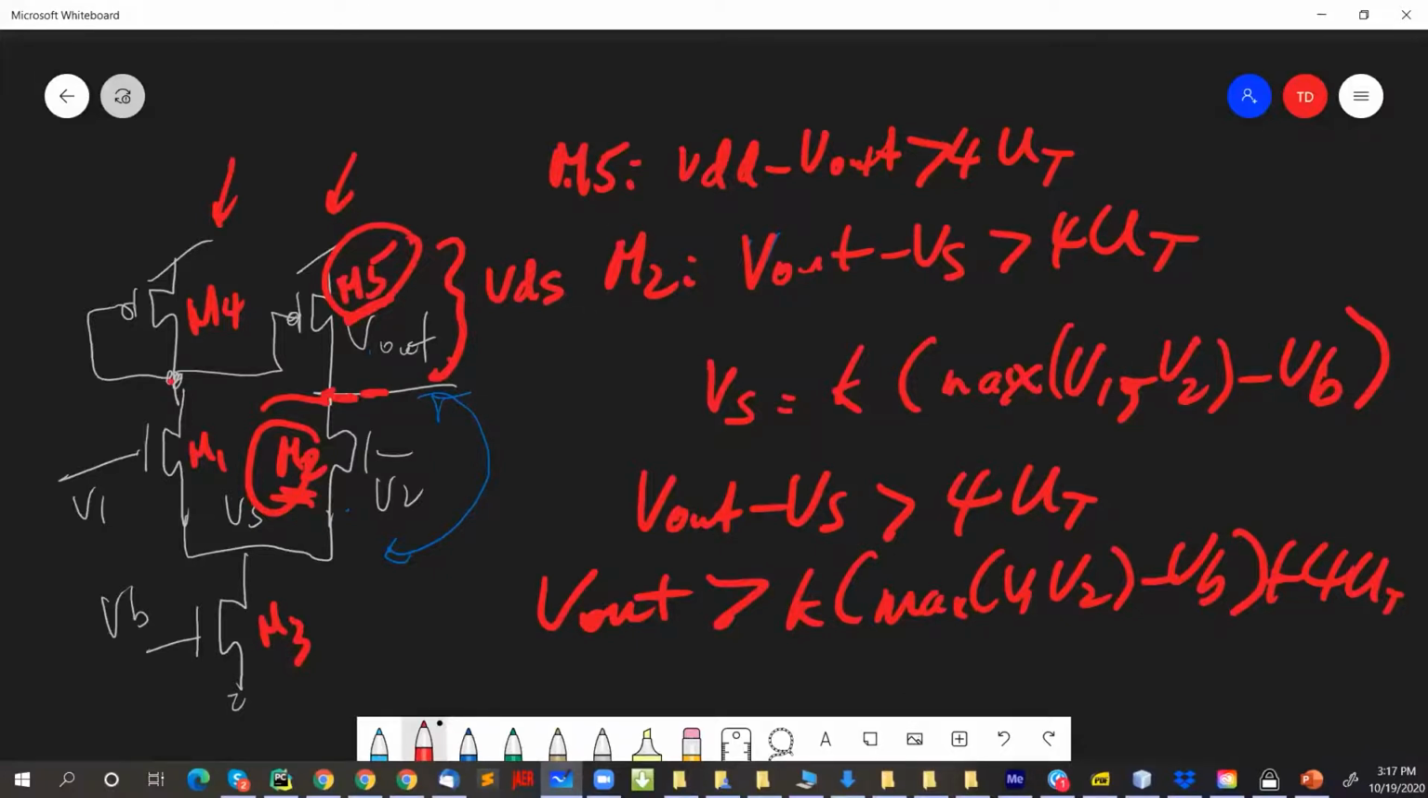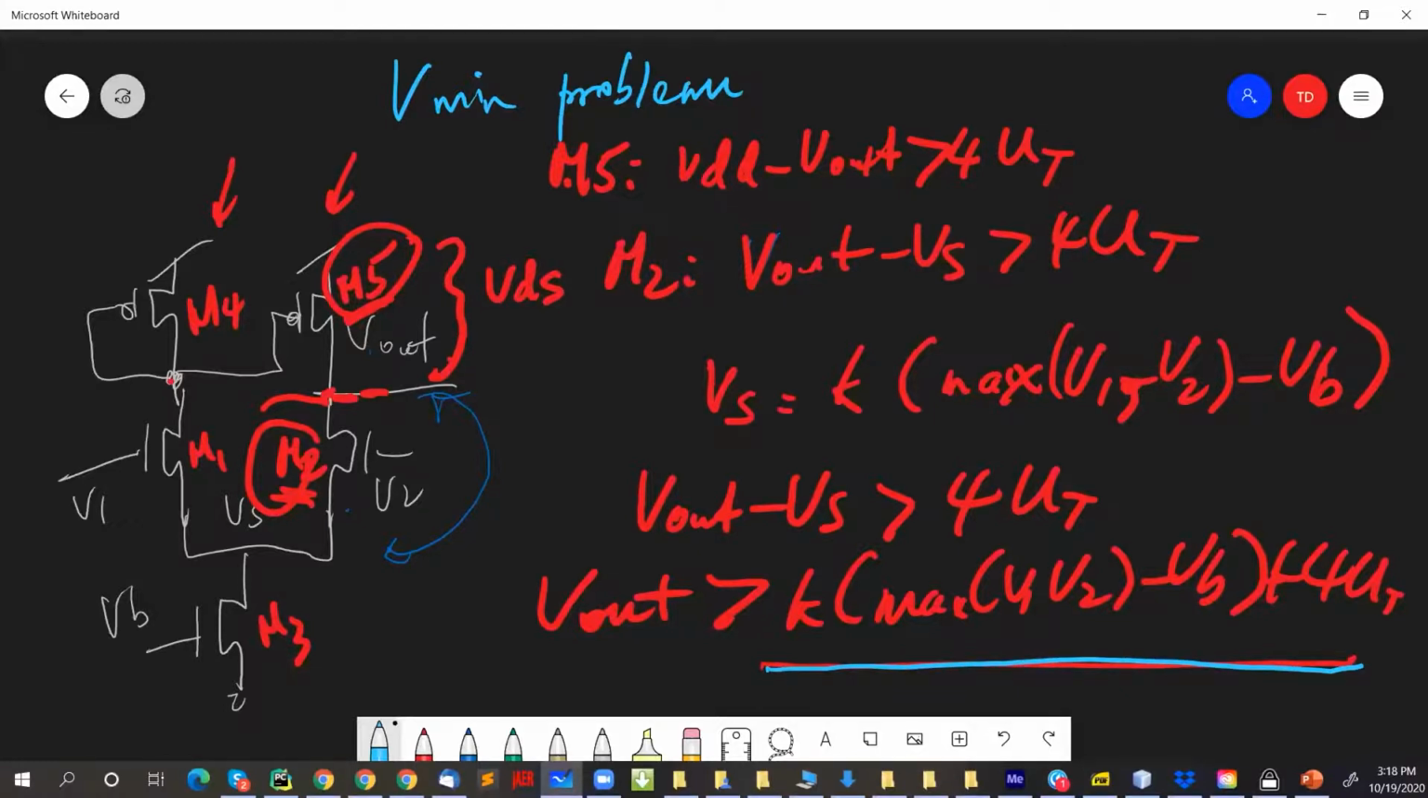So that tells you something: for the transistors to stay in saturation, V out has to be greater than some value, right? And so we actually call this the V min problem. Because it's saying that this is the minimum voltage that V out can go to. So it can never go down to ground, right?